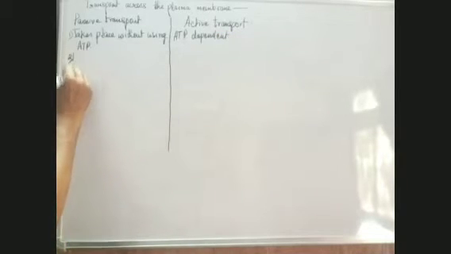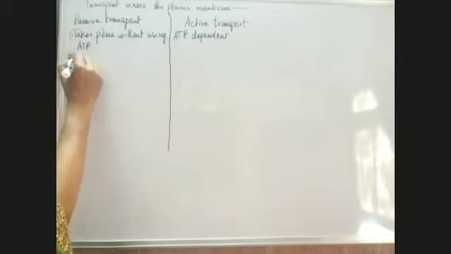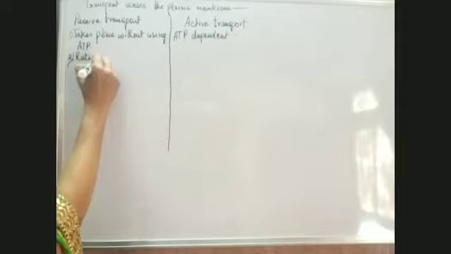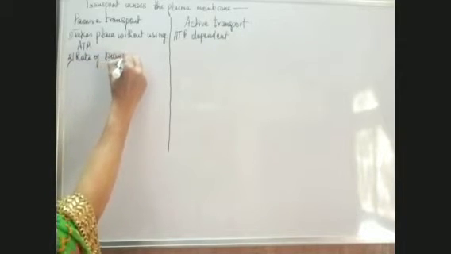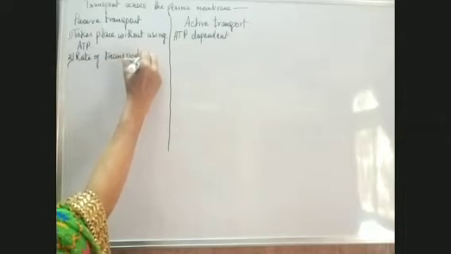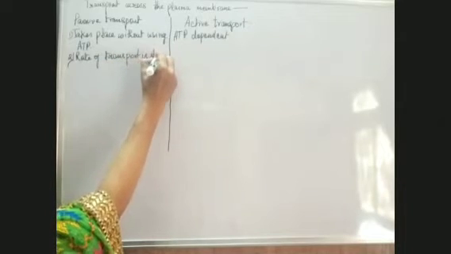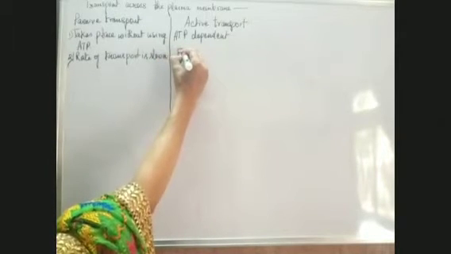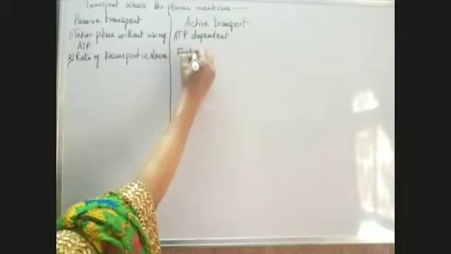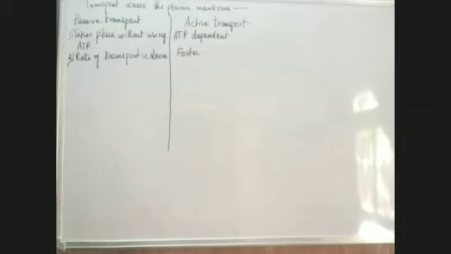Then the second point: the passive transport is slower. The rate of transport is slower because energy is not utilized. Here, in the case of active transport, the rate of transport, or the transport of molecules, is faster.